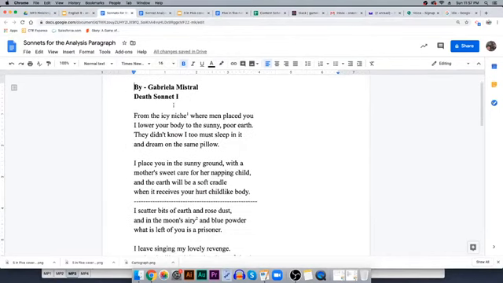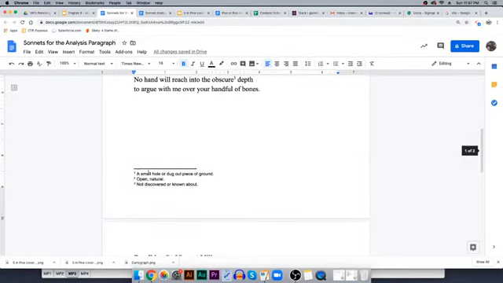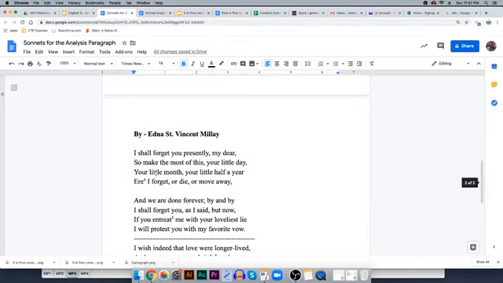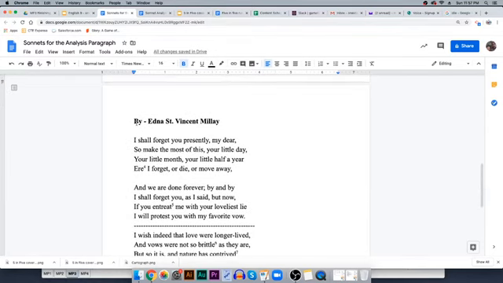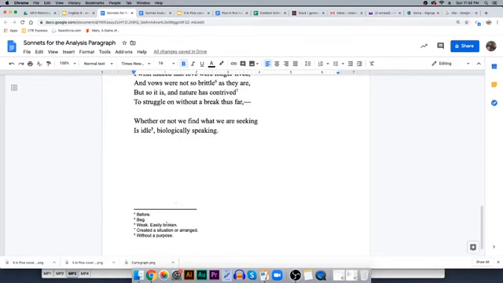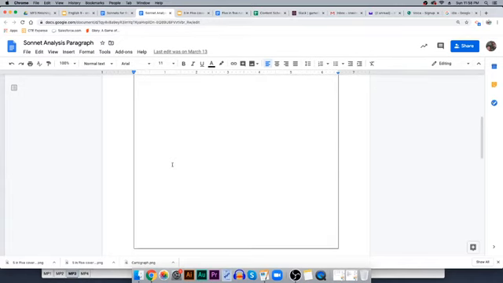So here are our poems. We've got Death Sonnet 1 by Gabriela Mistral. You would pick either above the line or below, and I've got little footnotes to help you with some of the harder words you might not know. Or we've got a poem by Edna St. Vincent Millay. Again, you would pick the first half or the second half, and I have some definitions down here. And you'll be filling out, again, this is identical to what you were doing before we left.